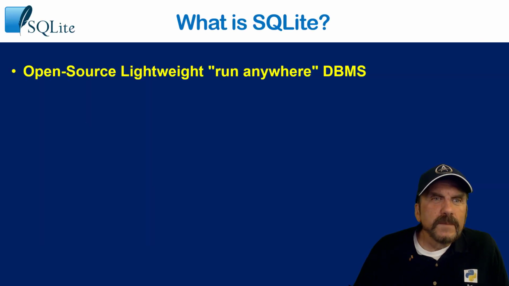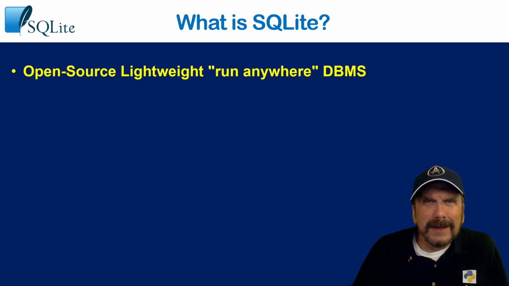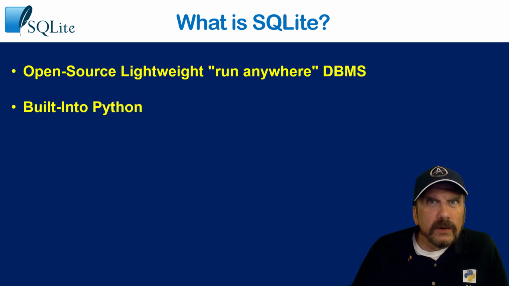What is SQLite? It's an open source, lightweight, run anywhere database management system. It's the number one database on the planet, according to its own website. And that probably is true because your iPhones, your Android phones, etc., it's the number one mobile database. It's used in many edge devices, and because of that, it is probably just about everywhere. It's ubiquitous, and it runs on Windows, iOS, Linux, etc.